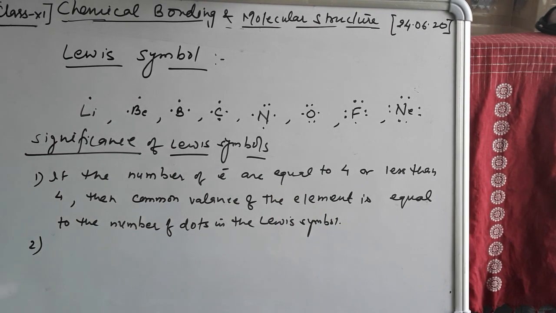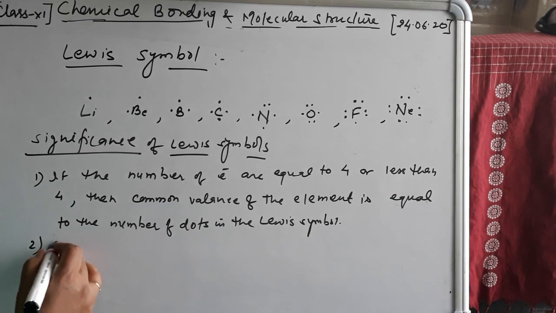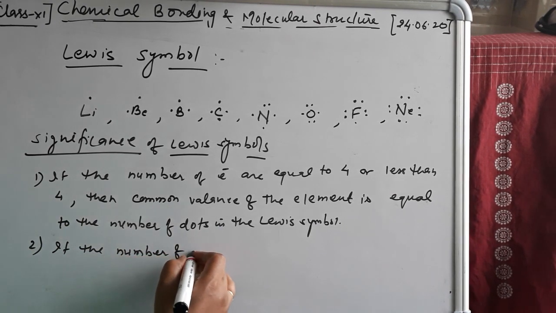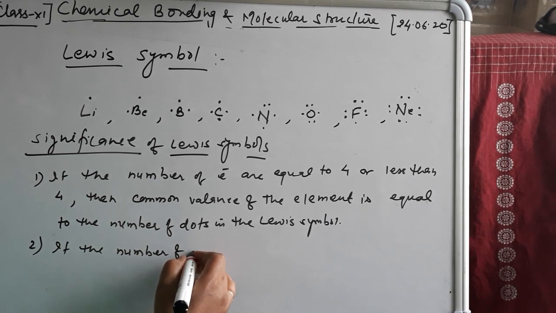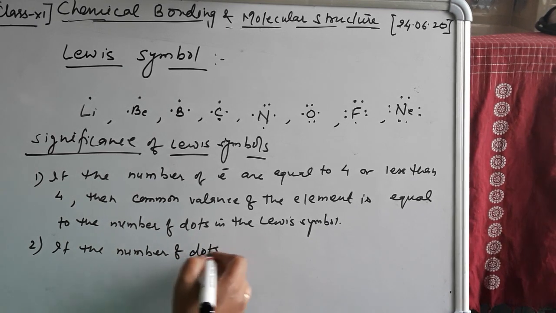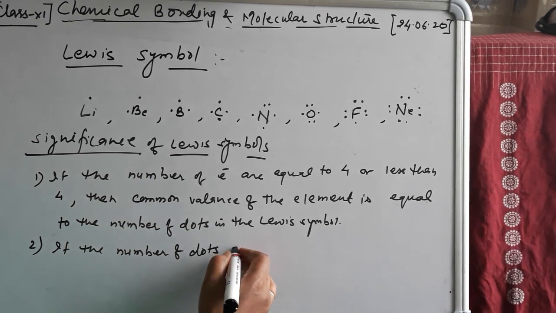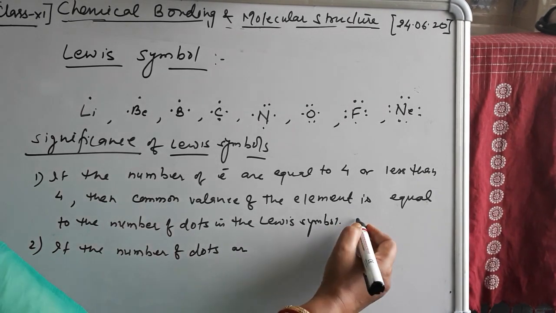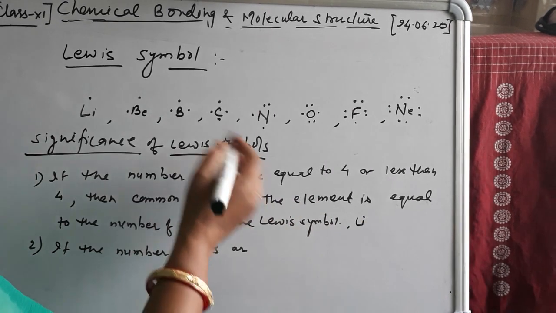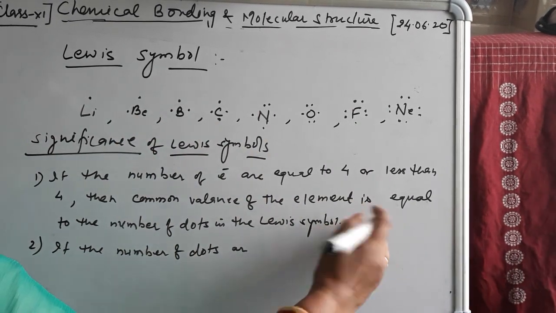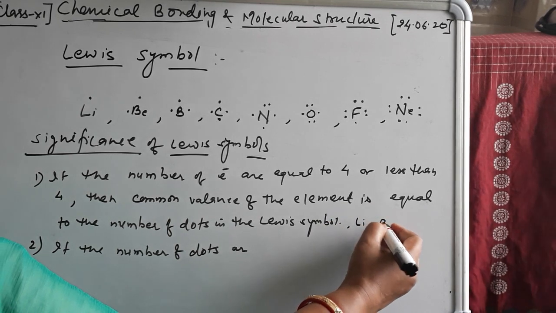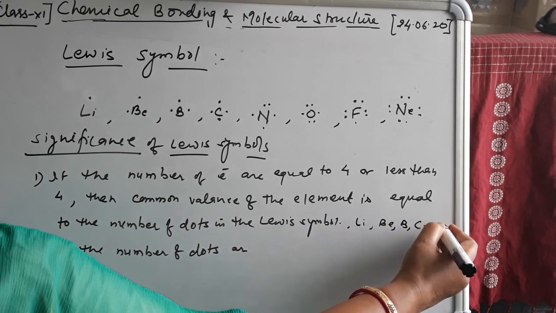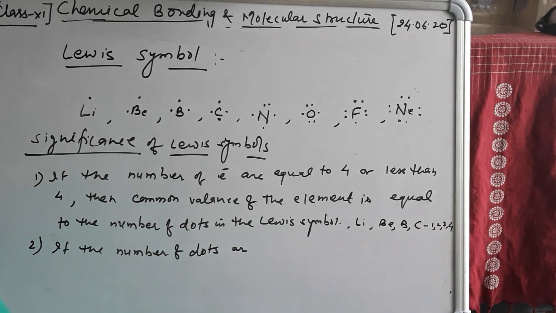And the second significance, if the number of dots is greater than 4. For example, here we can write the common valency like lithium valency 1, lithium, beryllium, boron, carbon. The valency is 1, 2, 3 and 4 respectively.